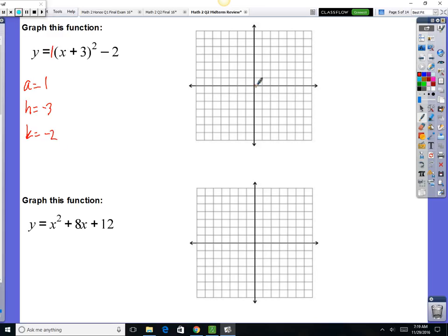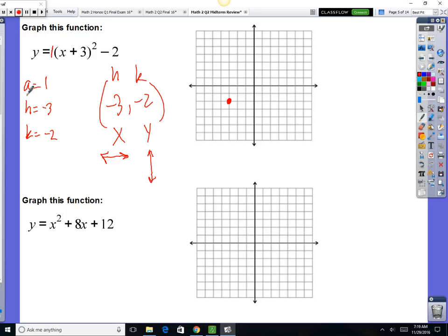Now you start here at 0, 0. Your H and K are your vertex: negative 3, negative 2. Your H is your X, which goes left and right. Your K is the Y, which goes up and down. So you put your H and K together, start at 0, 0. You should go left 3, 1, 2, 3, and then go down 2, 1, 2, and that is your vertex right there.